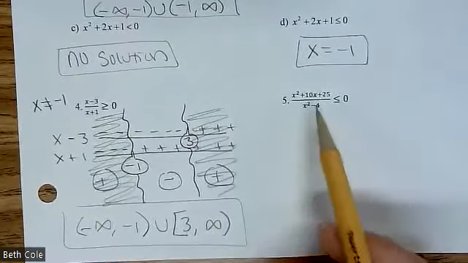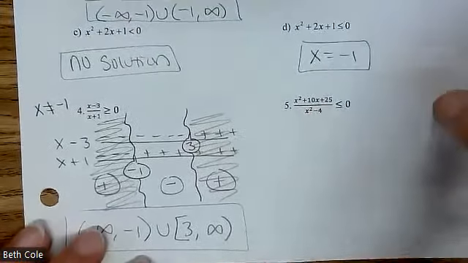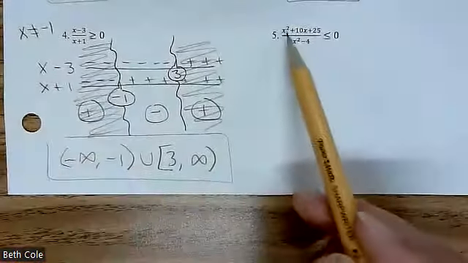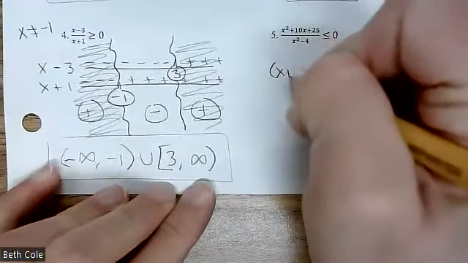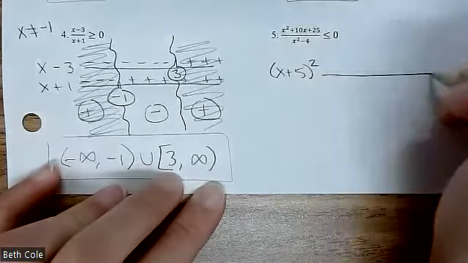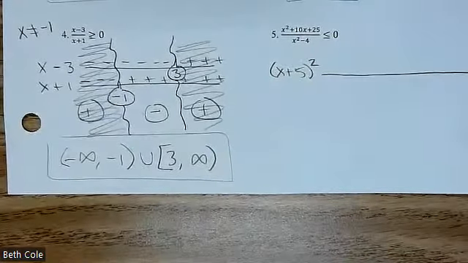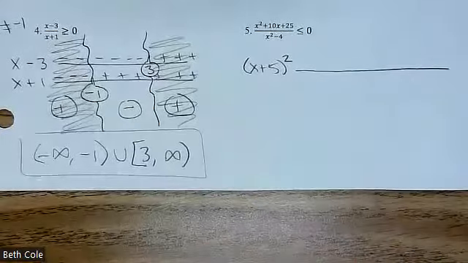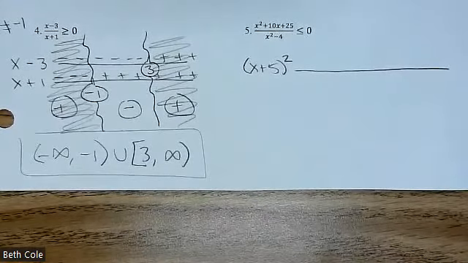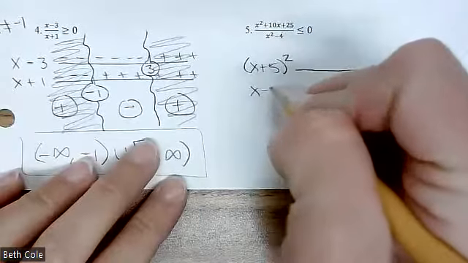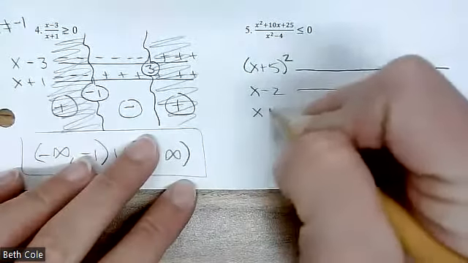Yes. Okay. How would we factor the numerator here? How would that split up? Oh, good. x plus 5, x plus 5. So it would be x plus 5 squared. And then the denominator would be, oh, really close. It'd be x minus 2. Good. So x minus 2, x plus 2.